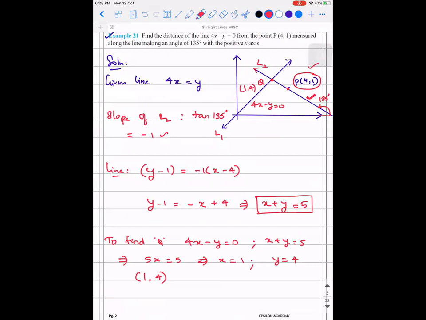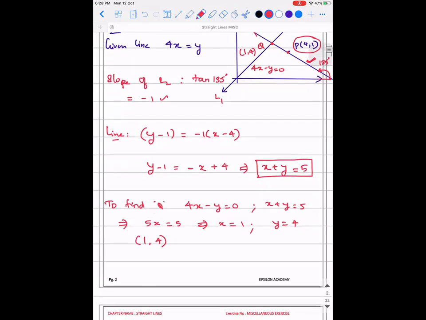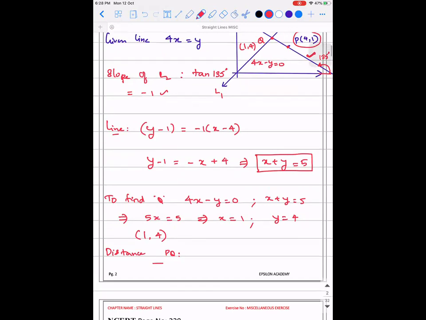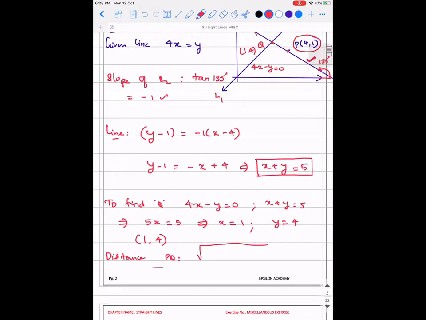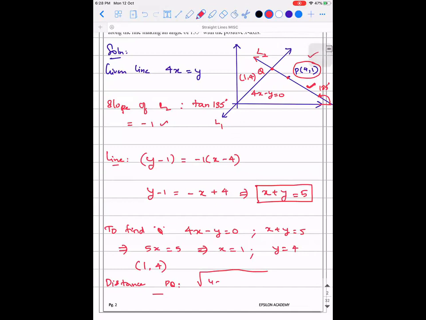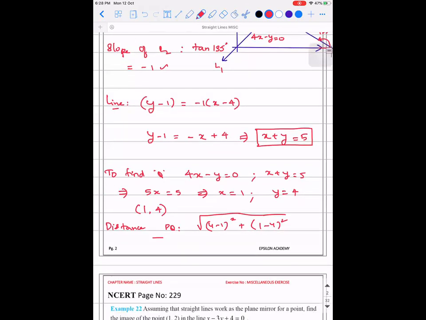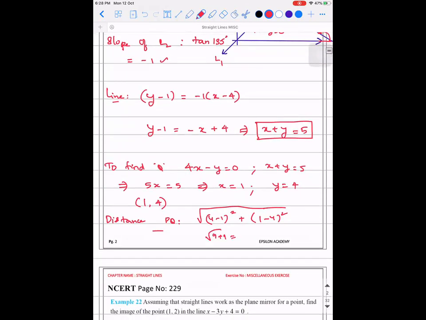So this point is (1, 4). Indirectly, what they are asking is the distance PQ. What is the distance PQ, guys? The root of the distance between 2 points: x2 minus x1, yes, (4 minus 1) the whole square plus (1 minus 4) the whole square. So what will be the answer? Root of 9 plus 9, that is root 18. That will be 3 root 2 units. So the required answer will be 3 root 2 units.